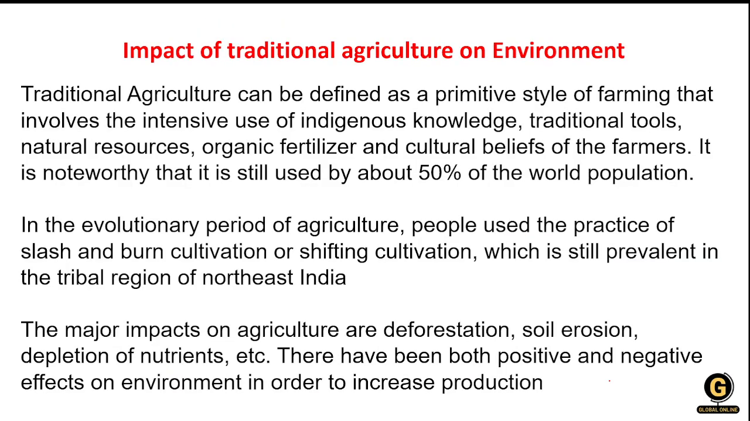Now here we can discuss the impact of traditional agriculture on the environment. Some of the examples we need to study here are the human activities we need to examine. Clear? One of them is traditional agriculture, and the impact of the use of traditional agriculture on the environment. Okay, so here it is.